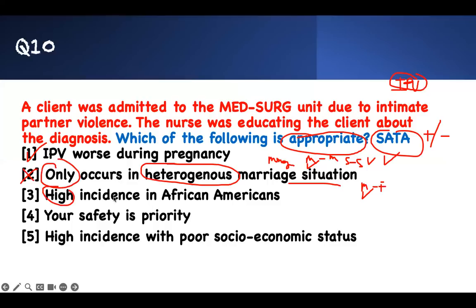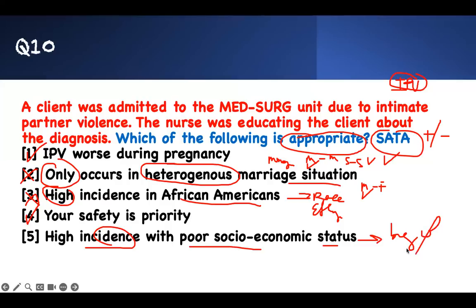Higher incidence in African Americans. This is a misconception. Just because they are African American doesn't mean so. It's not race based or ethnicity based. That's wrong. Your safety is the priority. Yes, that's all I care about. Higher incidence in poor socioeconomic status. The money you have is not related to intimate partner violence. Therefore, we only have 1 in 4. It does not involve your socioeconomic status or your race.